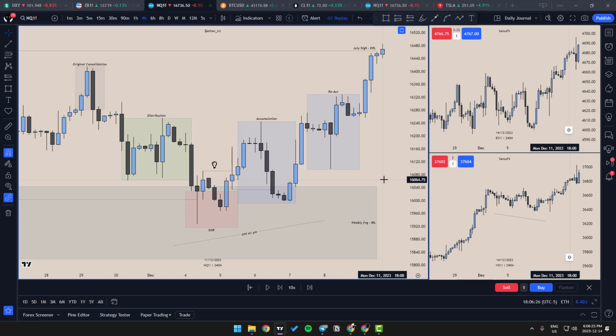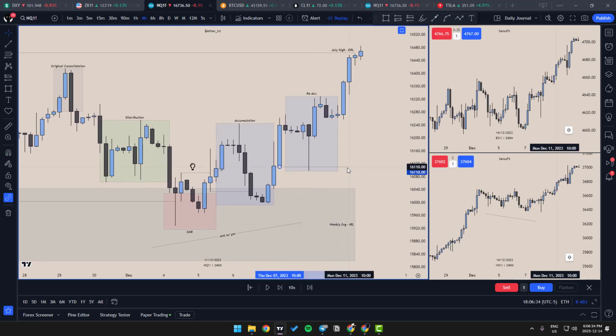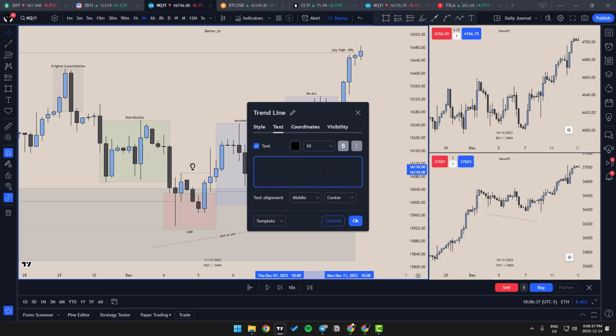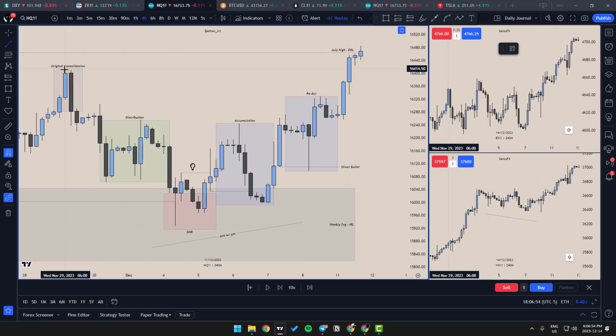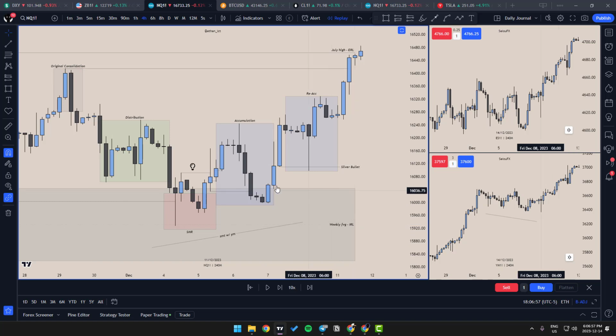Exactly. Second stage reaccumulation. So this right here, that's your silver bullet right there. And this is why this is ICT's favorite setup. It's ICT's favorite setup because from second stage accumulation or distribution, that's where you'll find the expansive move to that original consolidation. Because we pretty much just straight up expanded to the target.